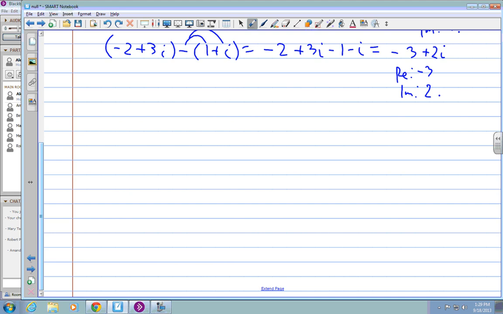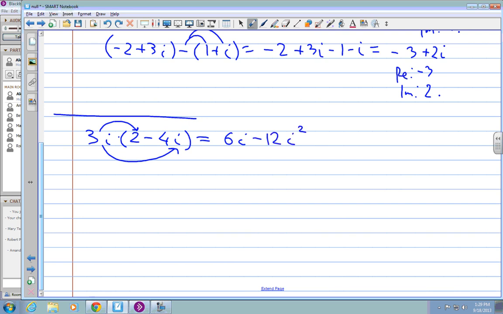Multiplication can get a little trickier. How about this? I'll take 3i times 2 minus 4i. So I'm multiplying these two numbers, 3i and 2 minus 4i. Well, I'm going to use the distributive property, just like with anything else. 3i times 2, what do you think that's going to be? 6i, so this is 6i. And then 3i times -4i, that will be -12i squared, right? Just by i times i is i squared. Are you okay with that so far?